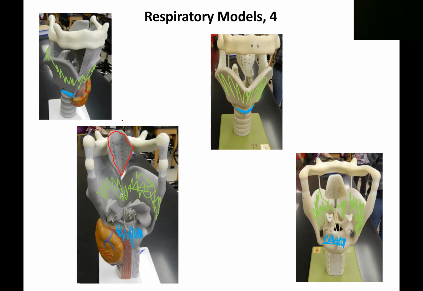Epiglottis without the mucous membrane. A little bit of the epiglottis. Distal end of the epiglottis. And then for the vocal cords, this one is broken, but here you can see the vocal cords intact with the minor cartilages there. And then, of course, down here would be the trachea.